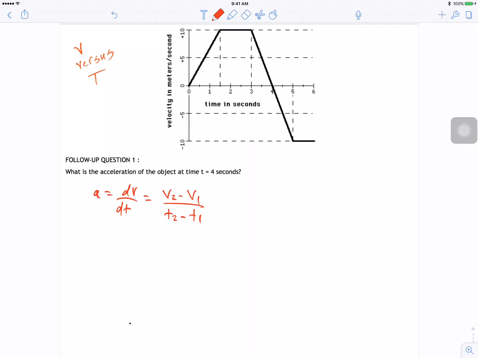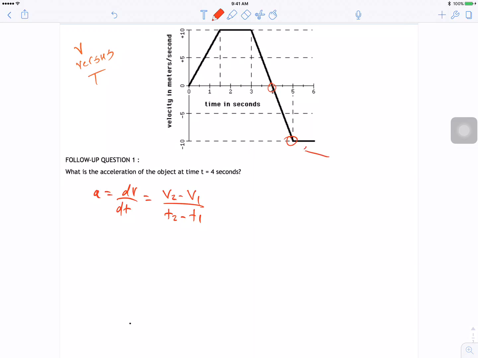Any 2 points give the same acceleration. So the acceleration between this point and this point are exactly the same. So any points in between those two, it's going to give you the same acceleration. Okay, so my points I picked here and here.